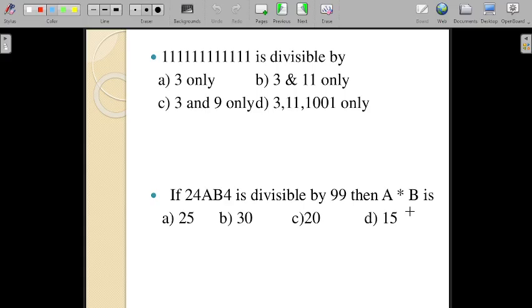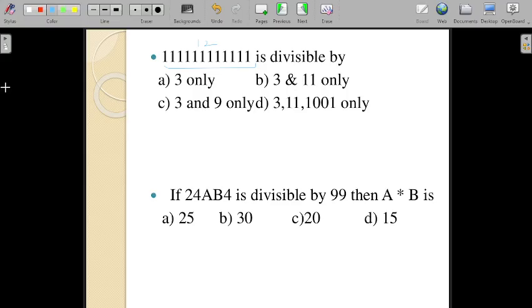Next question is 1 1 1 1 1 1 1 1 1 1 1 1. So totally how many digits are there? 12 digits are there. How many ones? 12. So first option is whether it can be divided by 3 only. Second option is 3 and 11. Third option is 3 and 9. Fourth option is 3, 11 and 1001.